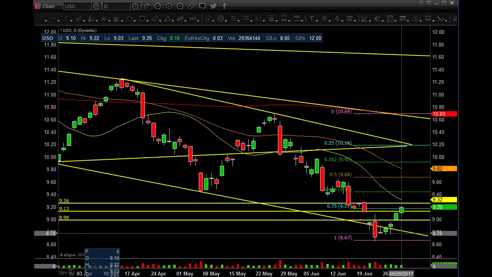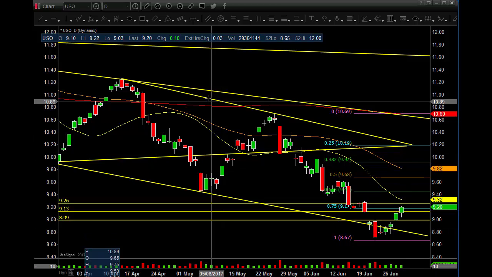Today we're looking at the USO, the UUP, the GLD, and the TLT. We follow the daily, weekly, monthly time frames. We use technical analysis here at StockBookie.com. So let's get right into the daily USO.